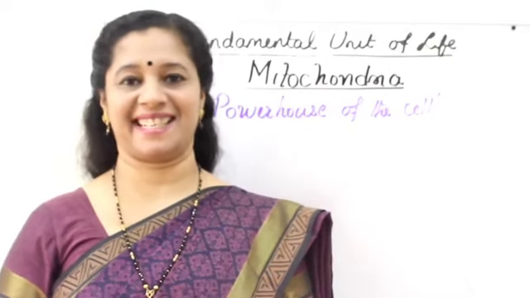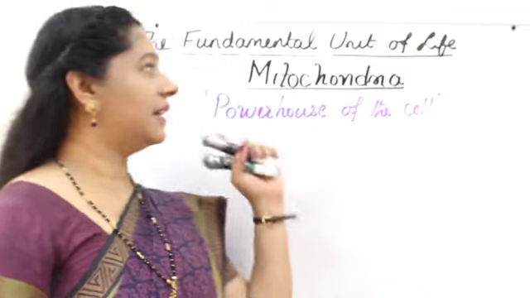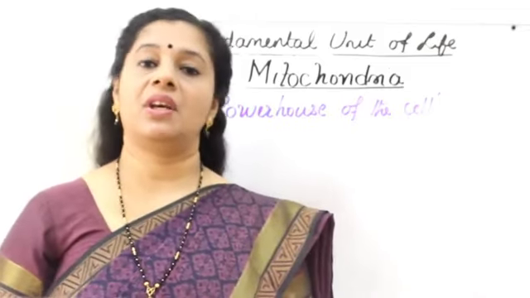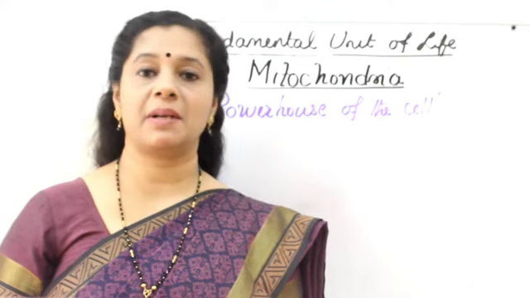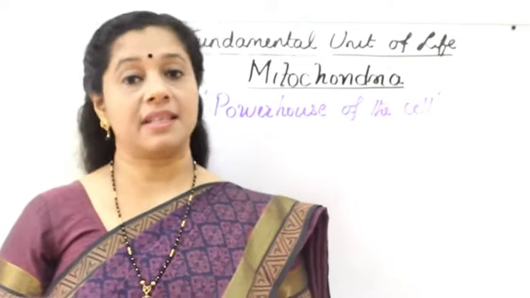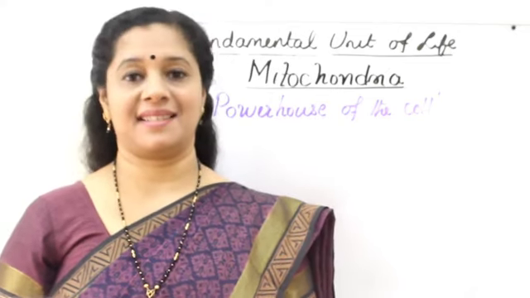I am Soumya Harikrishna. We are learning the chapter, the fundamental unit of life. We learned about the structure of cell and we also discussed the organelles like endoplasmic reticulum, Golgi bodies, lysosomes and vacuoles. Today, let us learn mitochondria and plastids.